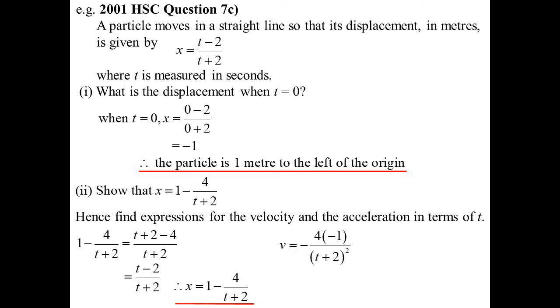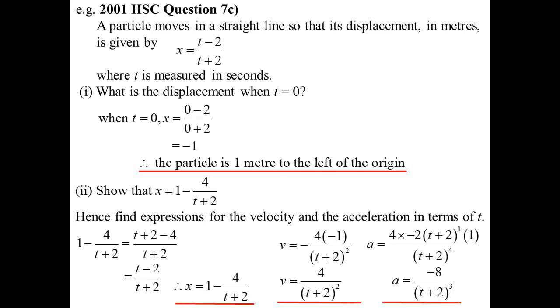Now, hence find the expressions for velocity and acceleration. Well, now I've just got to differentiate. So velocity, well, differentiate 1, you get 0. And I'll use the reciprocal rule, minus the derivative on the function squared. And there's velocity. Differentiate it again to get acceleration. And we have our 2 expressions.